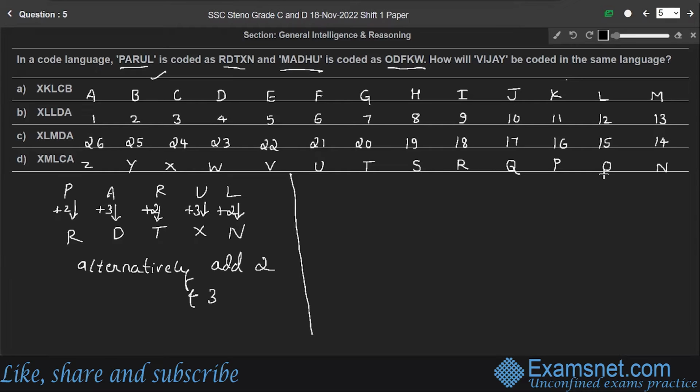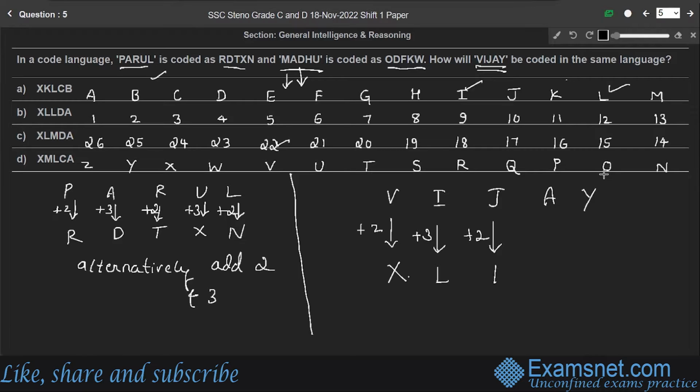Similarly for the next word, to the first letter we have to add 2, to the second letter we have to add 3. So alternately you have to add 2 and 3. Therefore for the word Vijay, to get the first code we have to add 2 to V. Since V is 22 plus 2 is 24, we get X as the code. To the next letter I, add 3, 9 plus 3, therefore L. Next, to the letter J, again add 2. J is 10 plus 2 is 12, which is L.